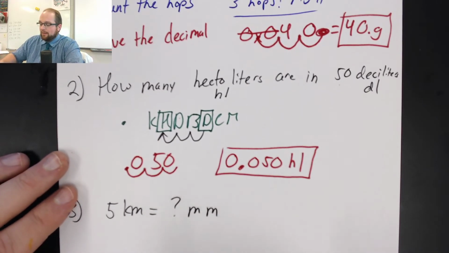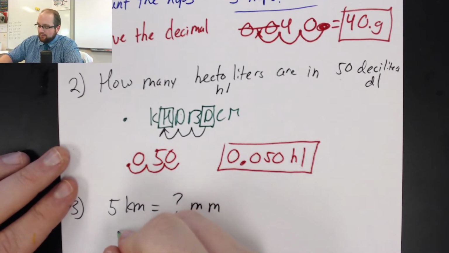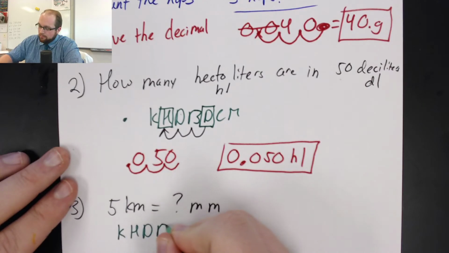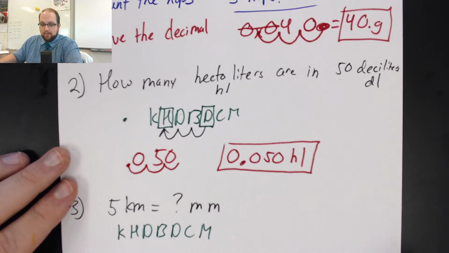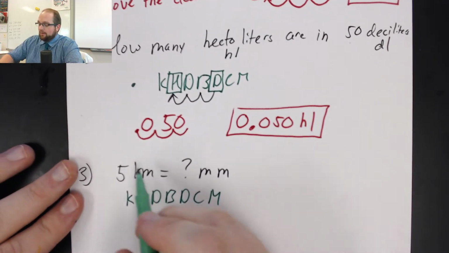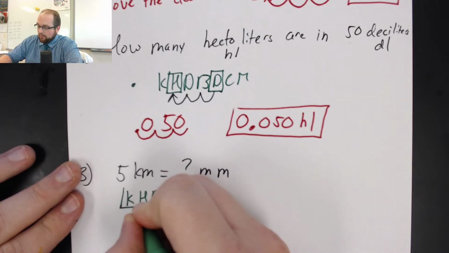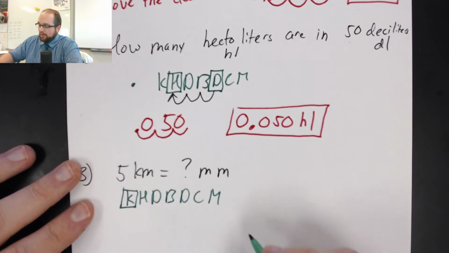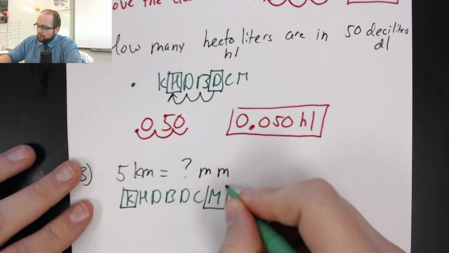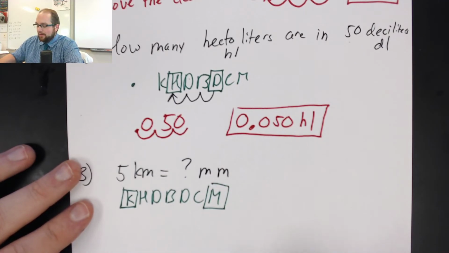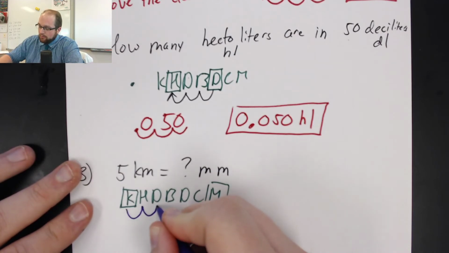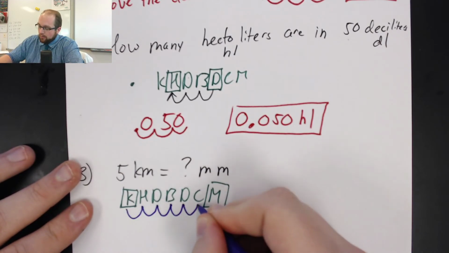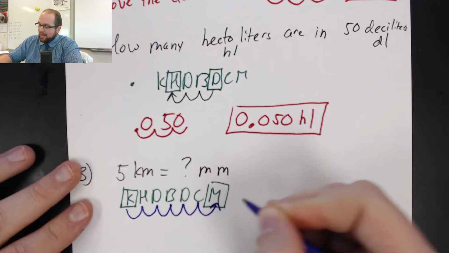I'm going to go ahead and write my prefixes again, okay, just like I did in all my other ones. King Henry died by drinking chocolate milk. Easy peasy. Okay. What are our prefixes? This one should be fun. We've got kilo on the left. That's what we're starting with. And millimeters is what we're trying to find. That's the M. So how many hops do we need this time? 1, 2, 3, 4, 5, 6 hops.